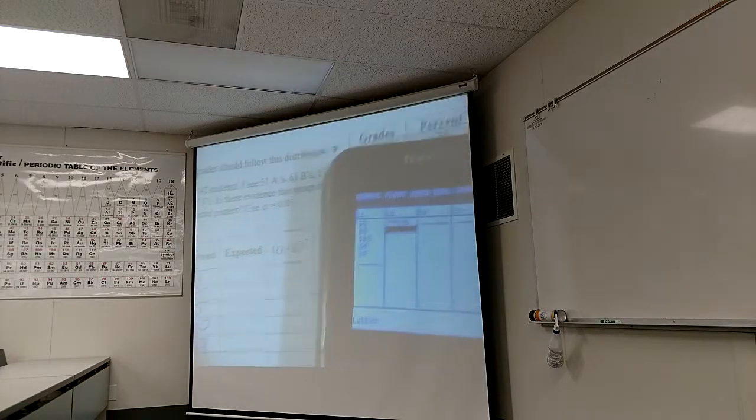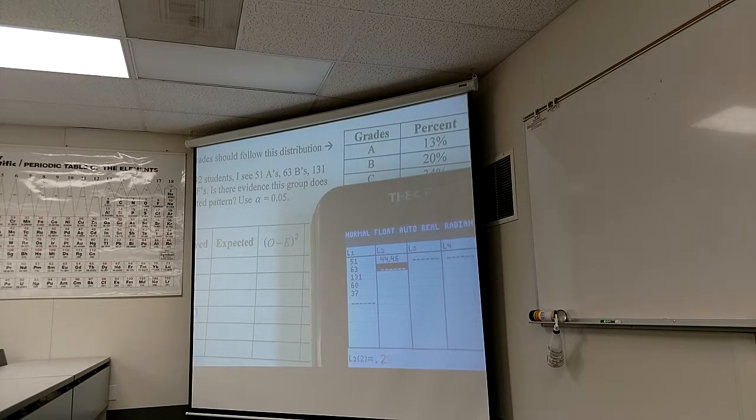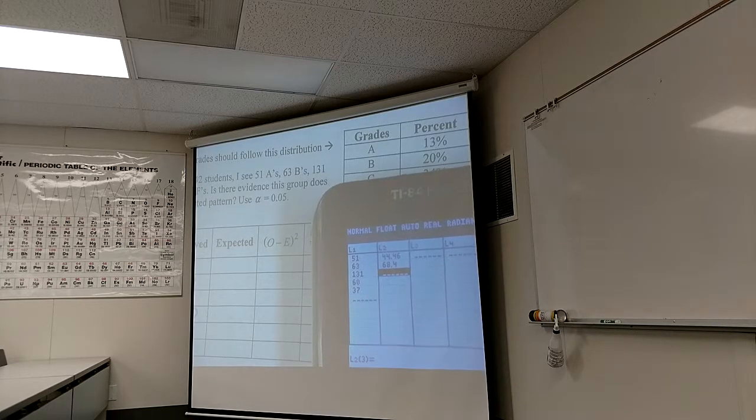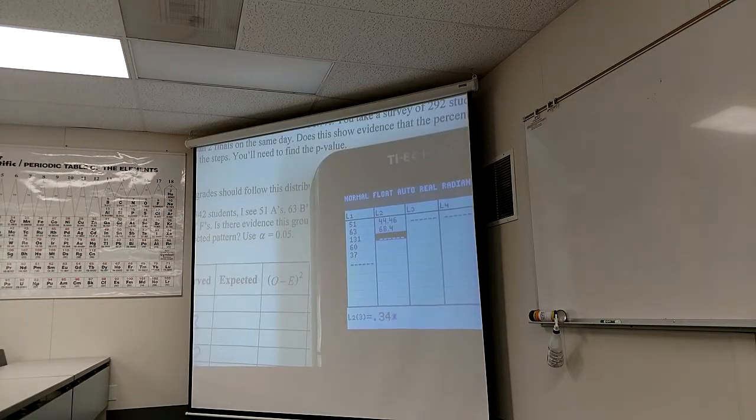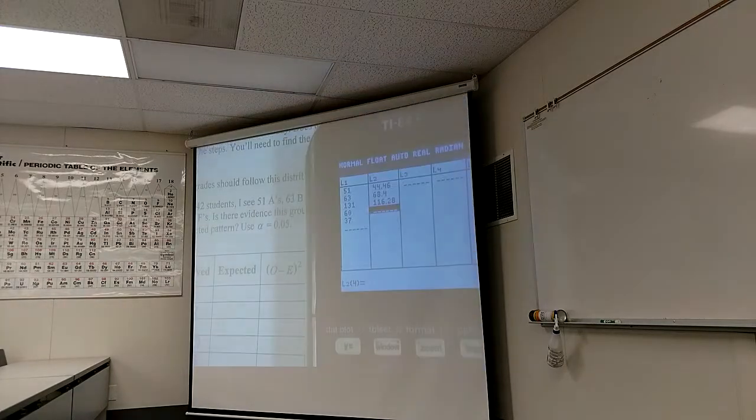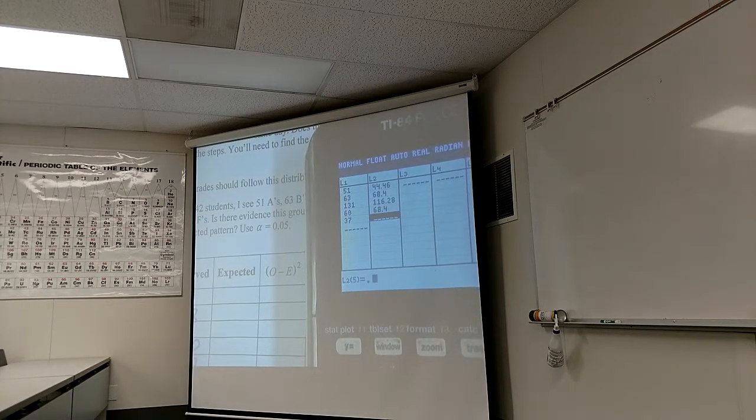All right, and then I'll just keep going. 0.2 times 342. Are you guys with me? 20% of 342 should be B's. This is what it would be if it followed expectations. Might as well do it all in the calculator since it'll be a lot quicker to do the squaring and the dividing and the adding. You don't have to if you don't want to. Then this will be 34% of 342, and then 20% again, and then 13% again.